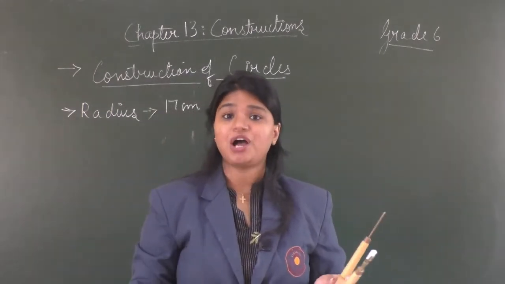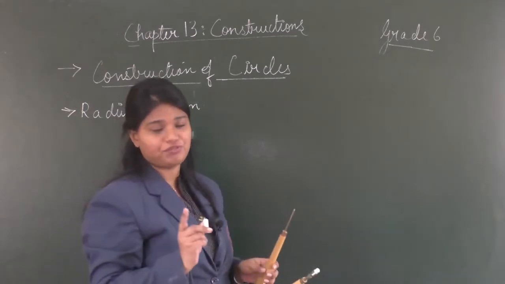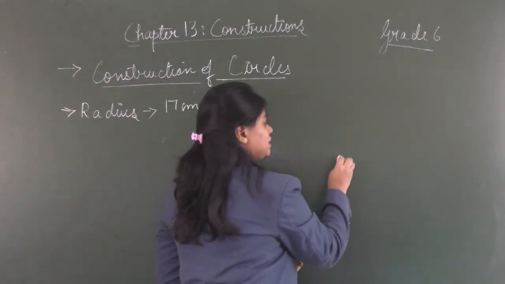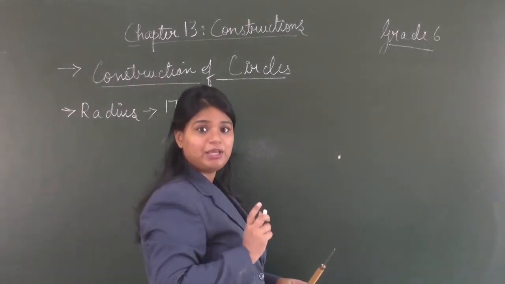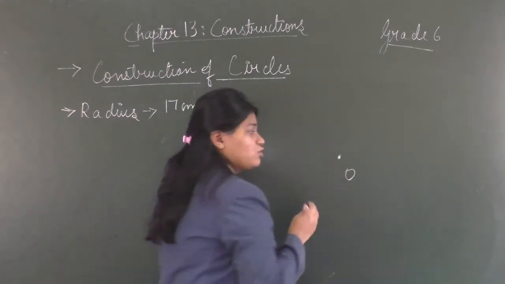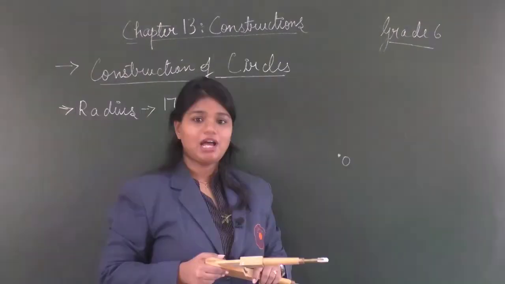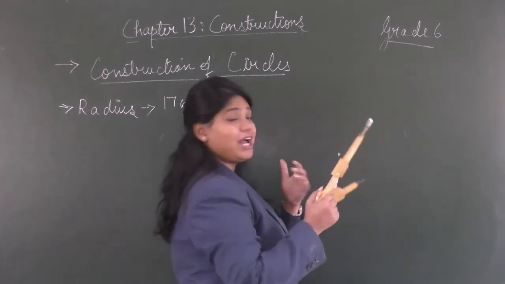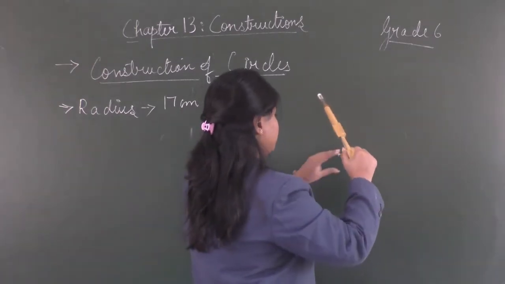Now, after that you have to mark the center point of the circle. So I am considering this as the center point. I am naming this as O. So I have got the center of my circle. Now placing the needle on O, I will draw a circle, right?